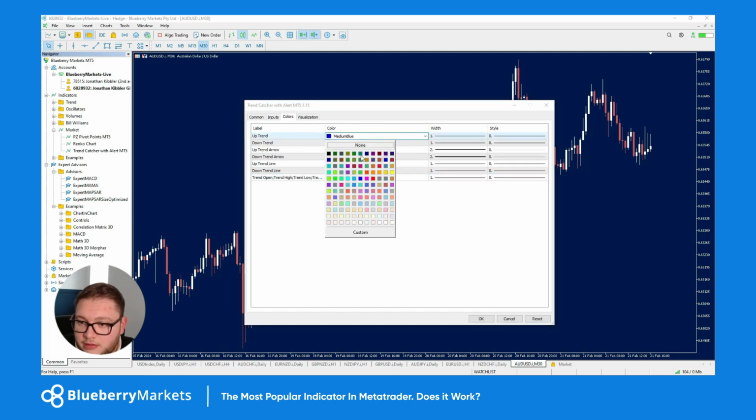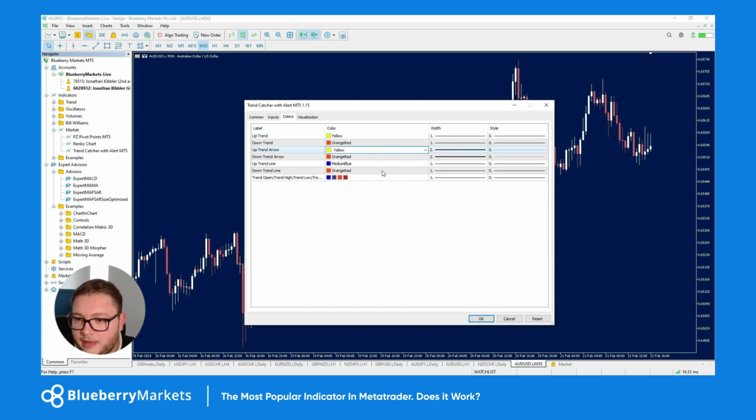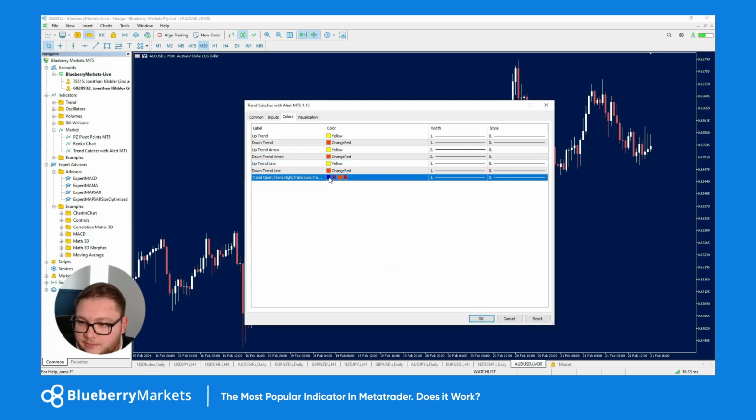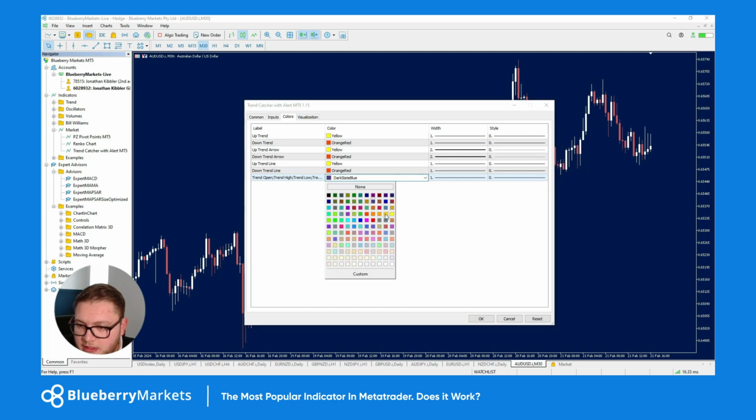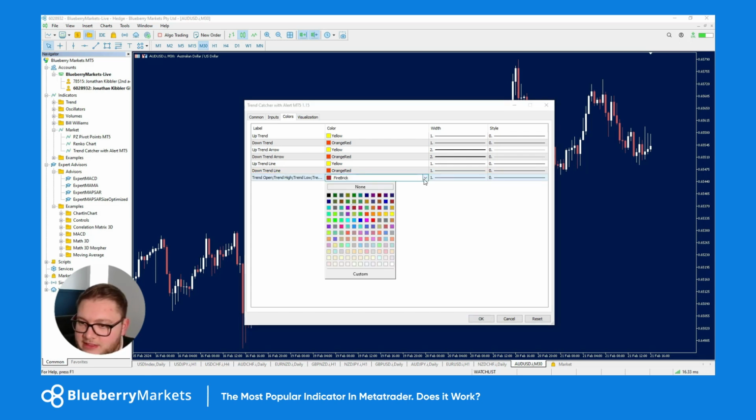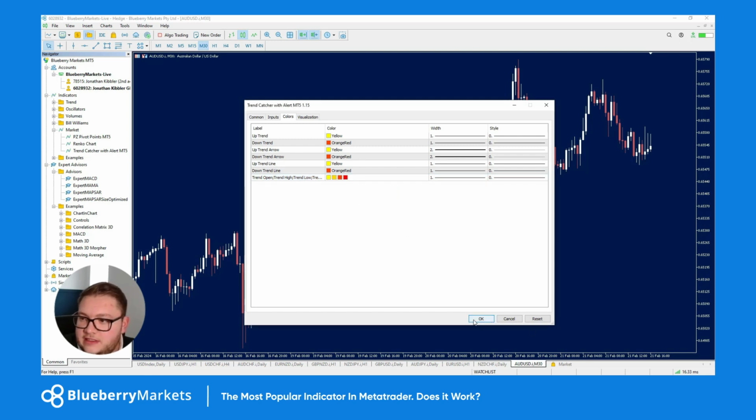Uptrend says medium blue, so I'm going to change that to yellow. Uptrend arrow, I'm going to change to yellow. That's only because I'm using a blue background, so you obviously won't really see it if it's all blue. Trend open high low, again I'm going to change that to yellow. I don't think I'll be able to see this dark slate blue either, so we'll make it gold. I should be able to see the fire brick, but maybe I'll just turn that into red. Okay, so let's click OK.